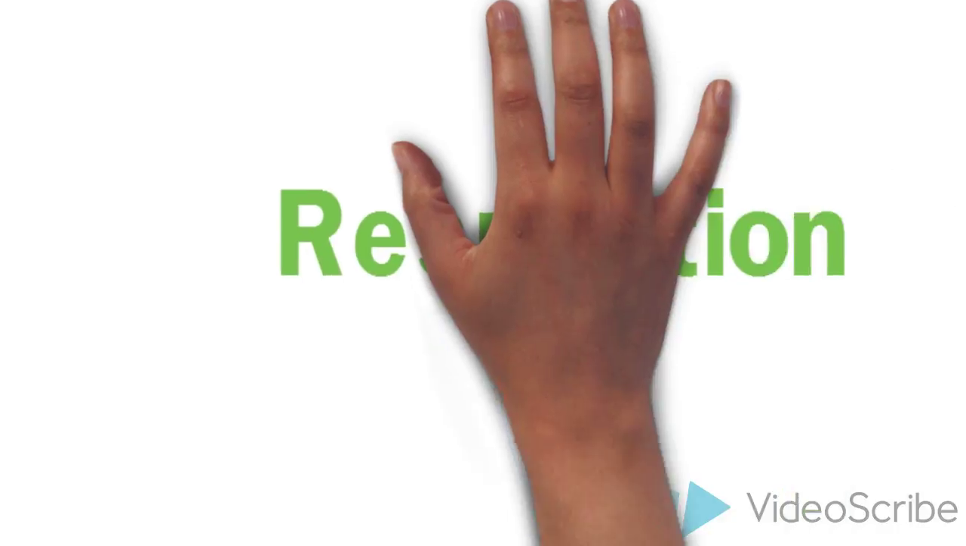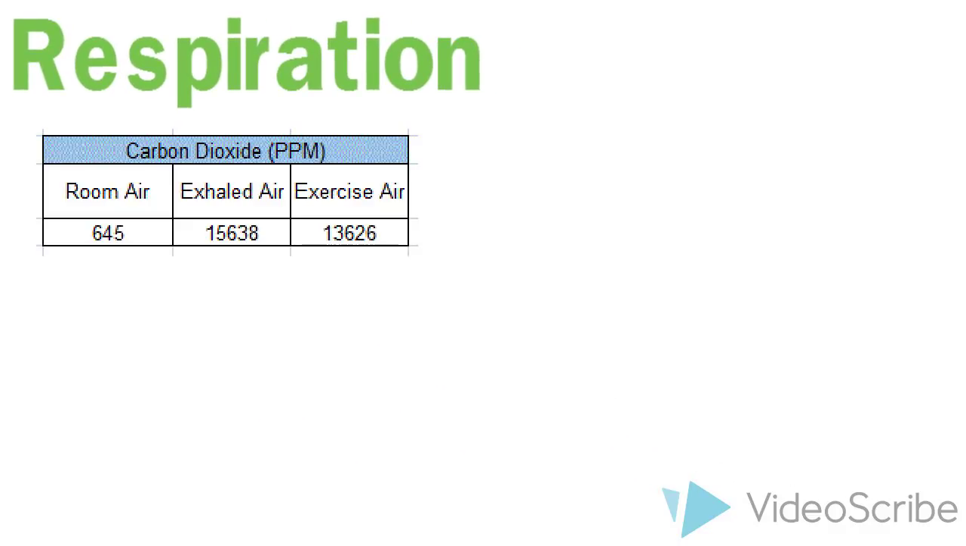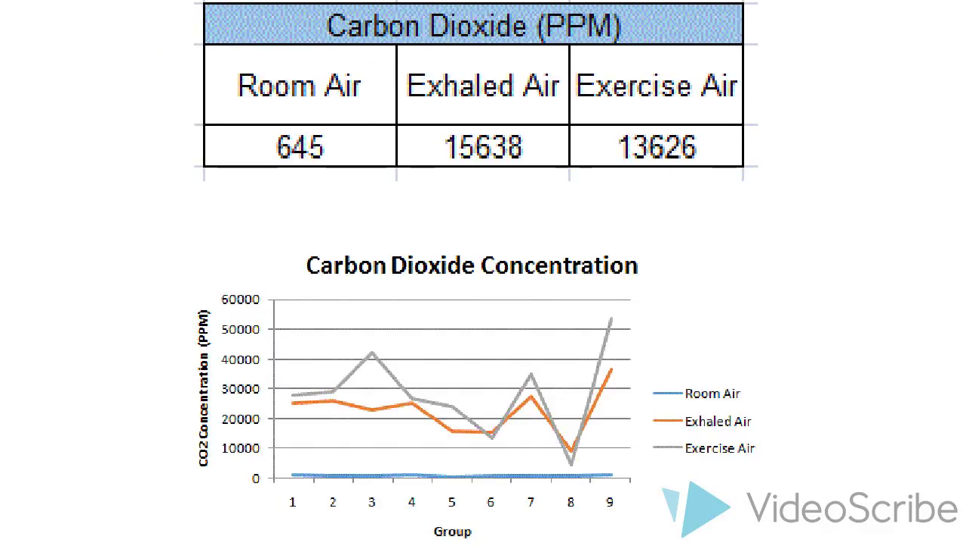Results and discussion. For respiration, we recorded the following values for one member of the team. The room air was around 645 parts per million carbon dioxide, while exhaled air was approximately 15,000, and exercise air was about 13,000.